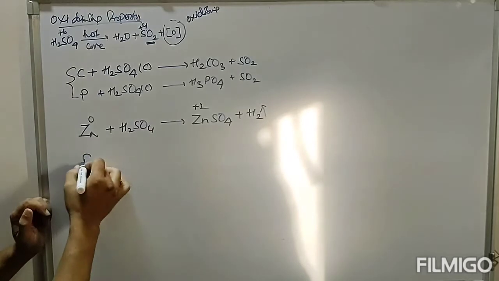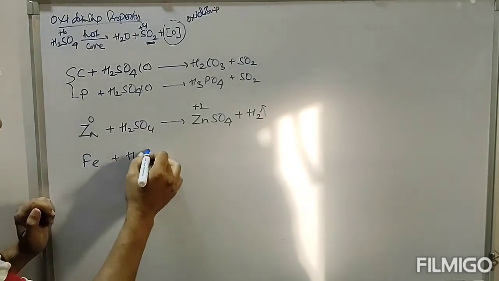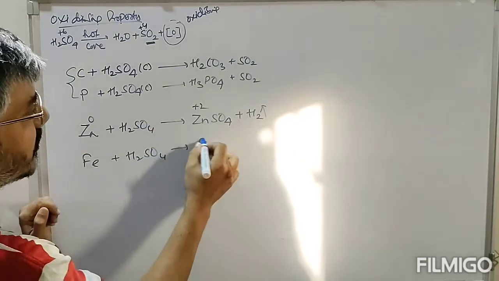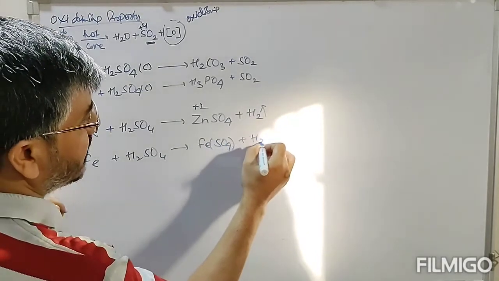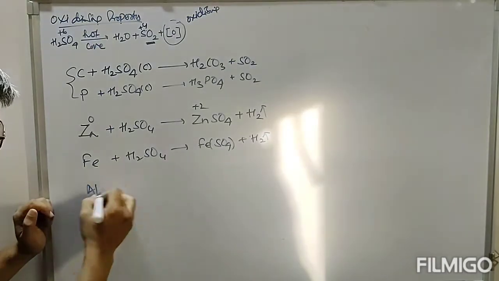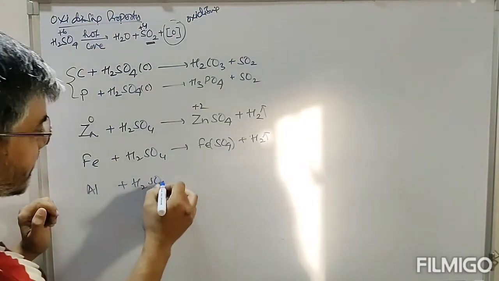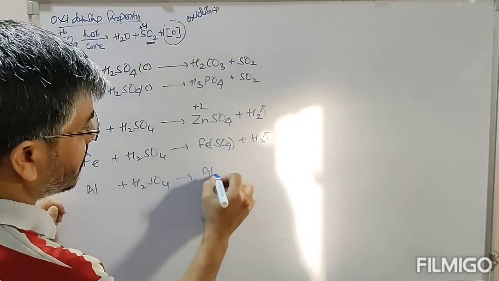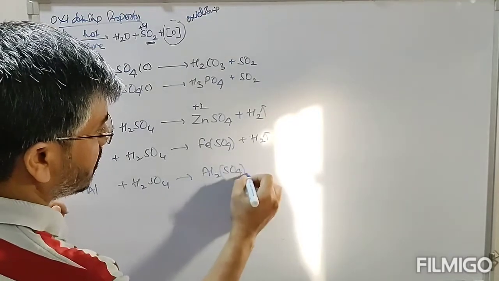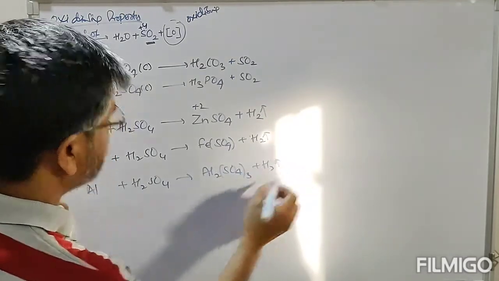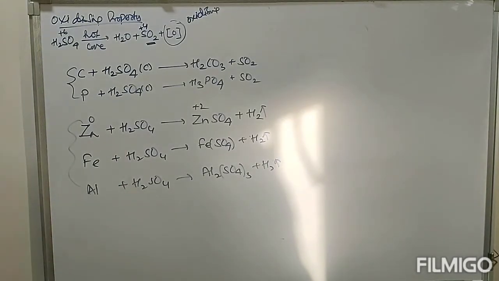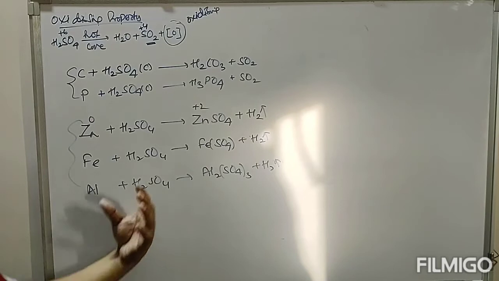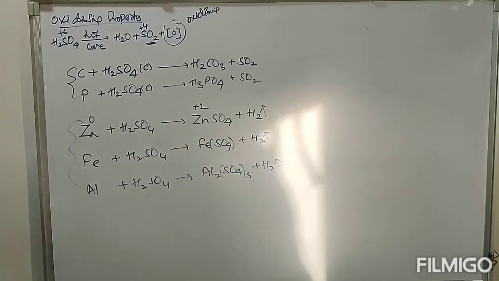Similarly, we can have a look at iron plus sulfuric acid. This gives you iron sulfate, and hydrogen gas is released. We can take aluminium with sulfuric acid. This gives you aluminium sulfate, and hydrogen gas is released. So these electropositive metals react with sulfuric acid to give you metal sulfate, and hydrogen gas is released.